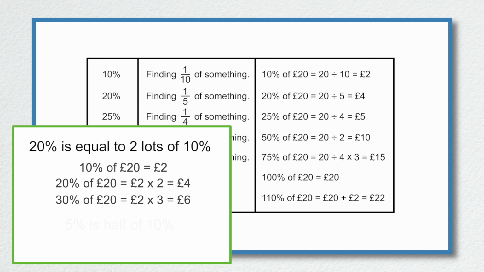We can also find 5% of £20 by finding a half of 10%. So that's a half of £2, which is equal to £1. So by breaking percentages down in this way, you can start to build up an arsenal of approaches for tackling percentage problems, especially in non-calculator questions. Which approach you use is down to you.